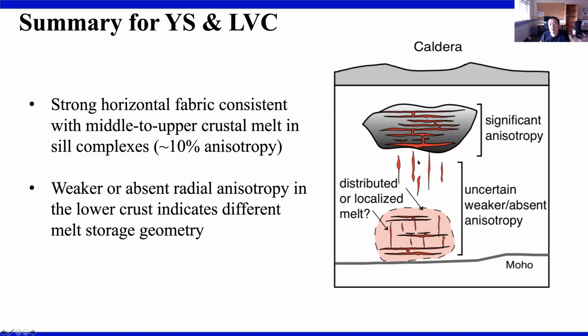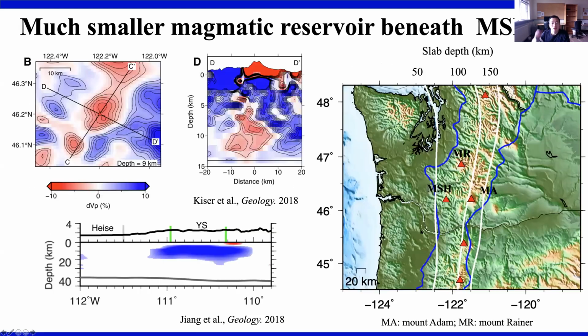And we see a transition into pretty weak or no anisotropy in the deeper depths. This may be caused by our resolution limitation, but it's also possible it indicates a mixture of sill and dike structure. Okay. So that's for the relatively bigger magmatic systems like Yellowstone.